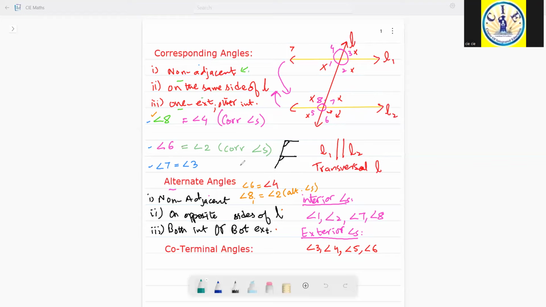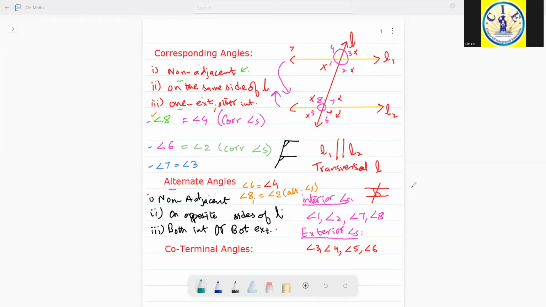In the same way, we can do it for angle 7 as well and for the rest of the angles. And one thing, whenever we find these alternate angles, normally a Z is formed like this for alternate angles.